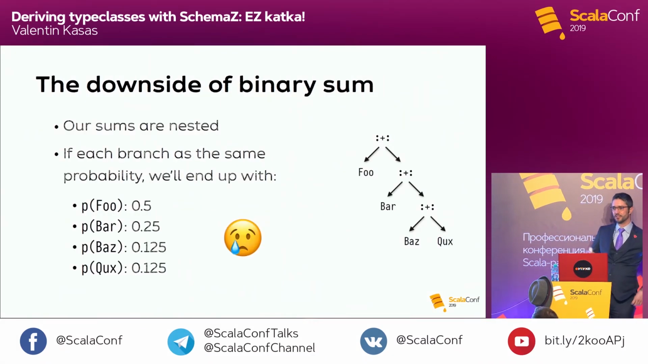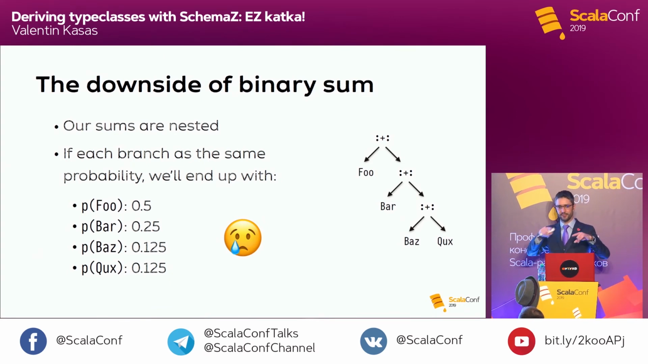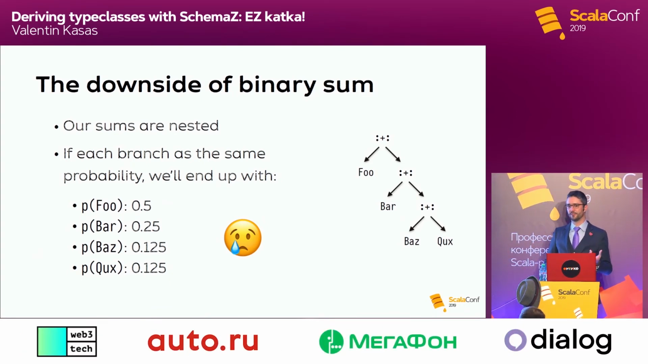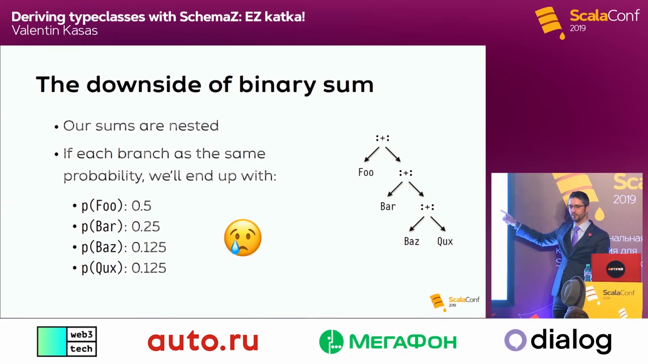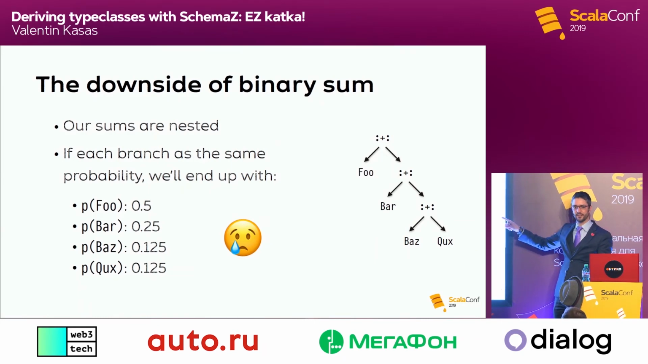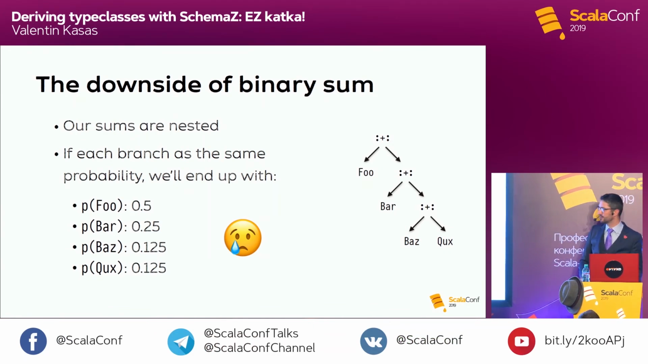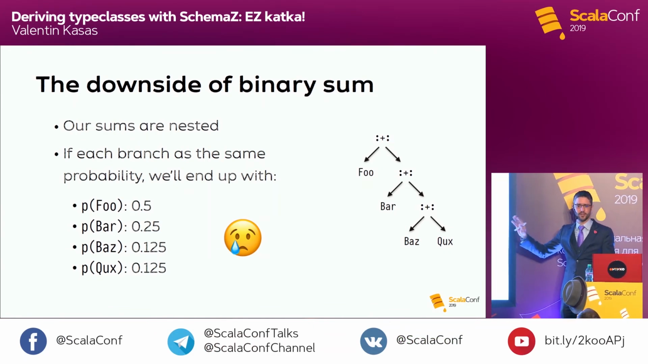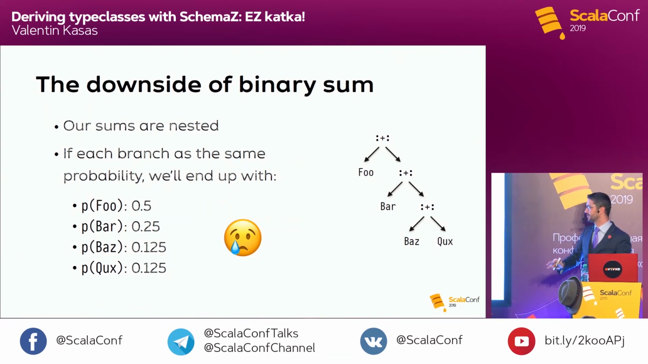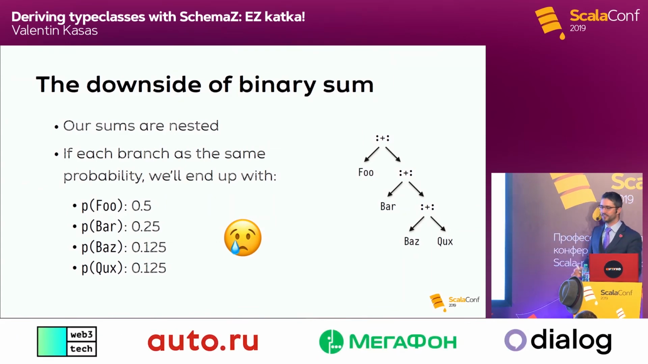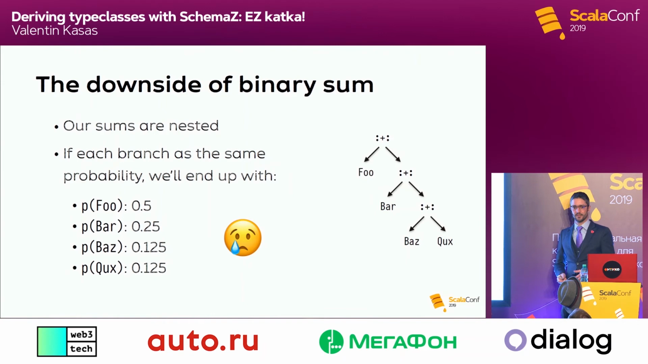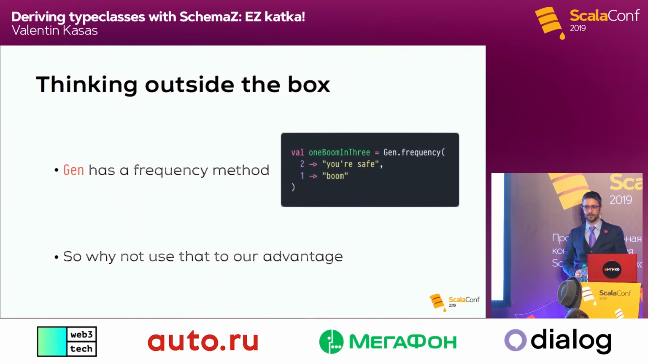The thing is, our sums are nested, right? It's binary sums. And we used oneOf, which means that for each pair of branches, we had the same probability to go either way. So if we have this sealed trait with 4 subclasses, we will produce the foo in half of the cases, in a quarter of the cases the bar, and in the remaining eighth of cases, the bars or the cuts. That's because it's not flat, it's this binary thing.